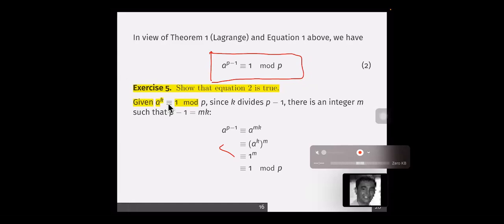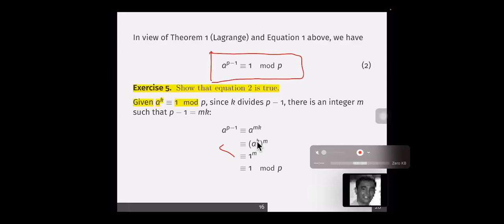So what does that mean, that k divides p minus 1? It only means that p minus 1 is equal to some integer m, which we don't care about, times k. So that is what it means. In other words, if that's the case, then a to the p minus 1 is equal to a raised to the mk.